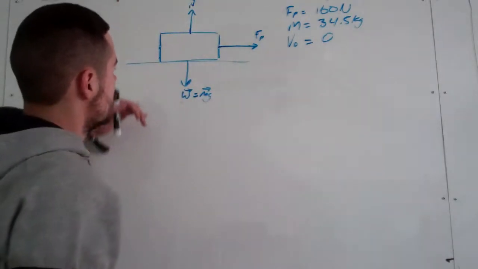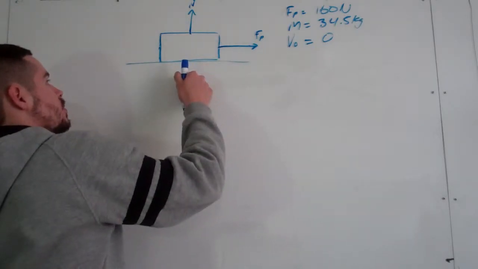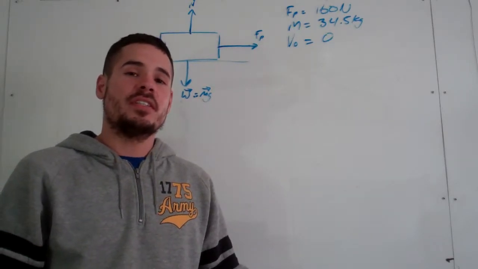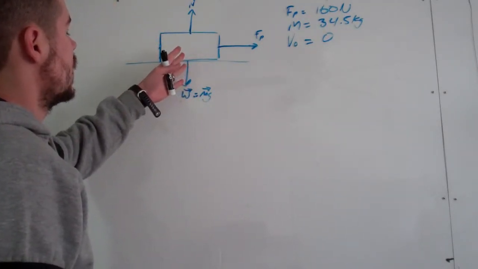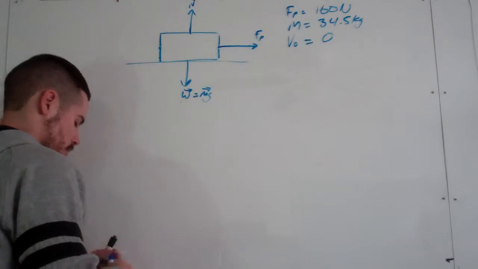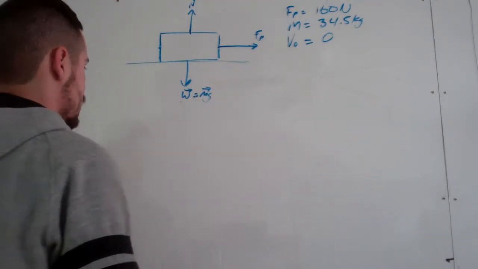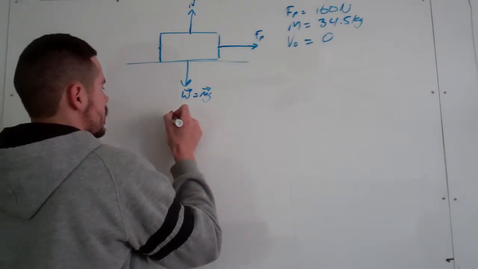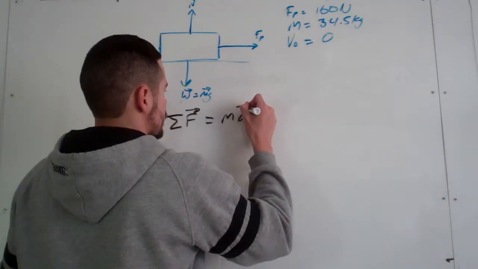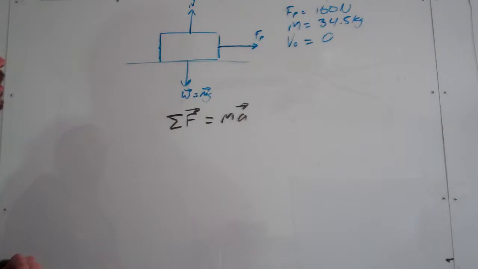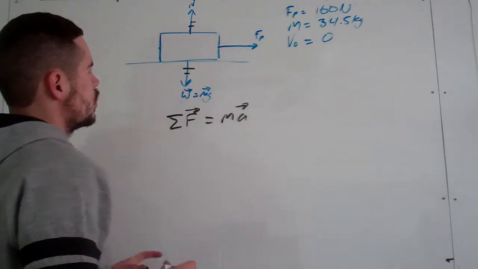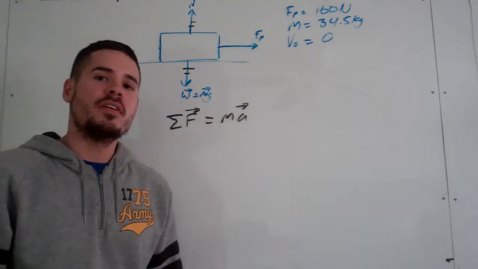In other words, the crate is pushing down on the earth, and the earth is pushing back up on the crate. So now we need to figure out what the acceleration is due to this horizontal net force, which we just call the force of the pull. So we use Newton's second law, which says the net force of the system is equal to mass times acceleration. If these two are equal and opposite, we can just forget about those two. But the force of the pull is what we really want to think about here.